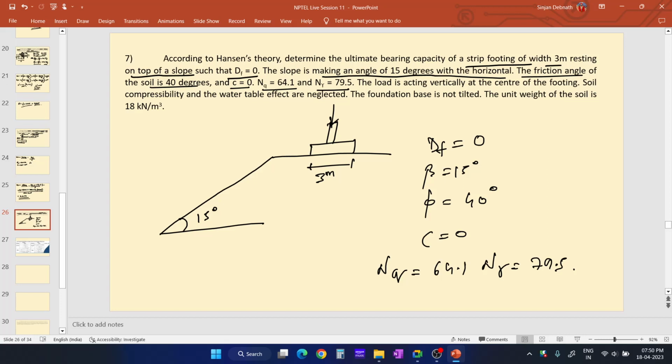Soil compressibility and water table effects are neglected. The foundation base is not tilted, that means the base is horizontal. The unit weight of soil is 18 kilonewton per meter cube. So we need to determine the ultimate bearing capacity of the strip footing.